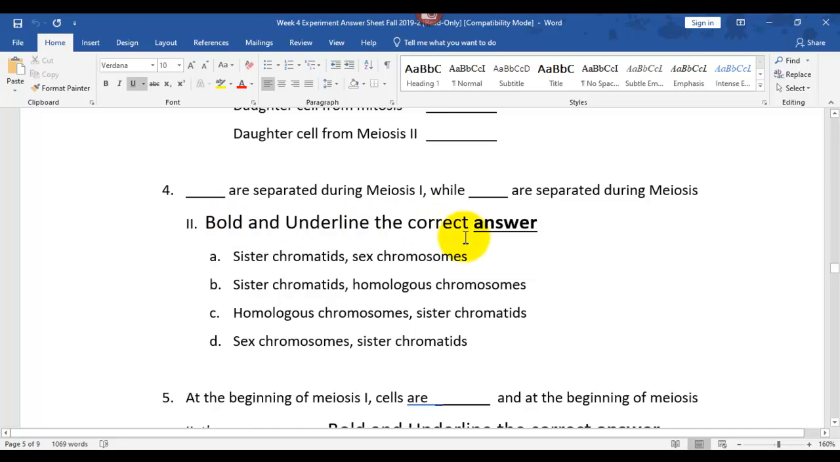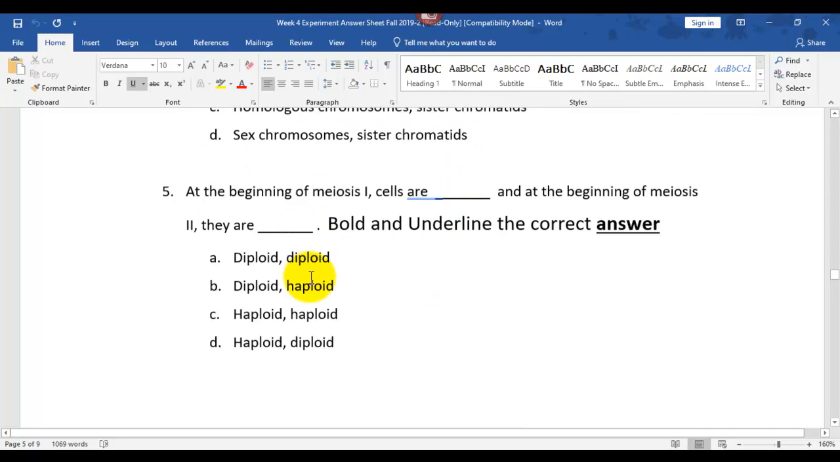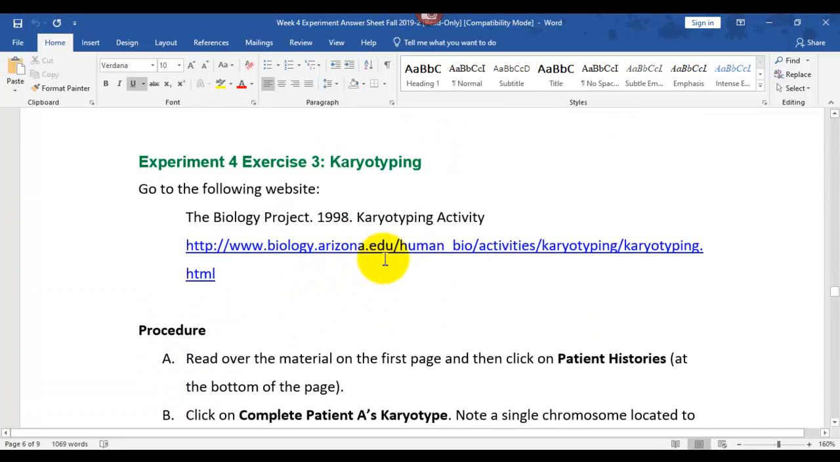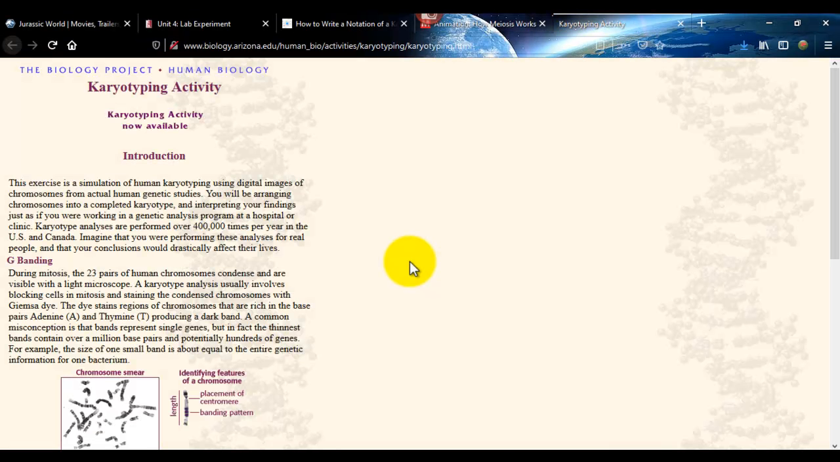Same as before. It says bolded, underline the correct answer. Same there. And then here's our last experiment. I'll take you through the very first one. I wish this was a little bigger.